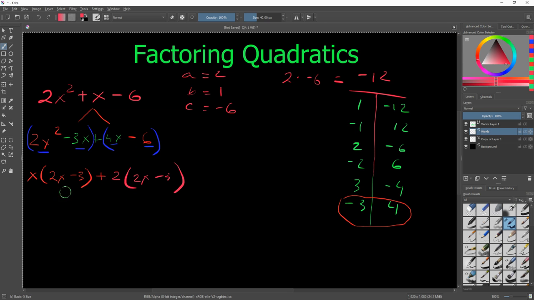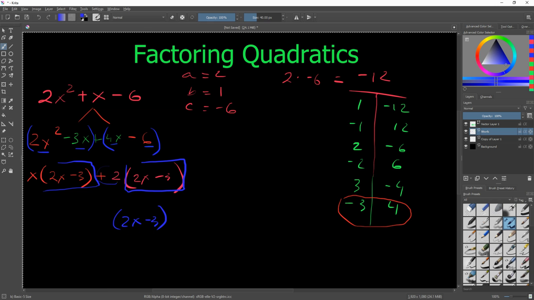-3. Okay, so here's the real important part. You need to have these guys looking exactly the same. If they look different, it doesn't work. So if it's factorable, you can make them look the same. So I end up with 2x minus 3 here, 2x minus 3 there. That is one of your factors. 2x minus 3 is one factor.